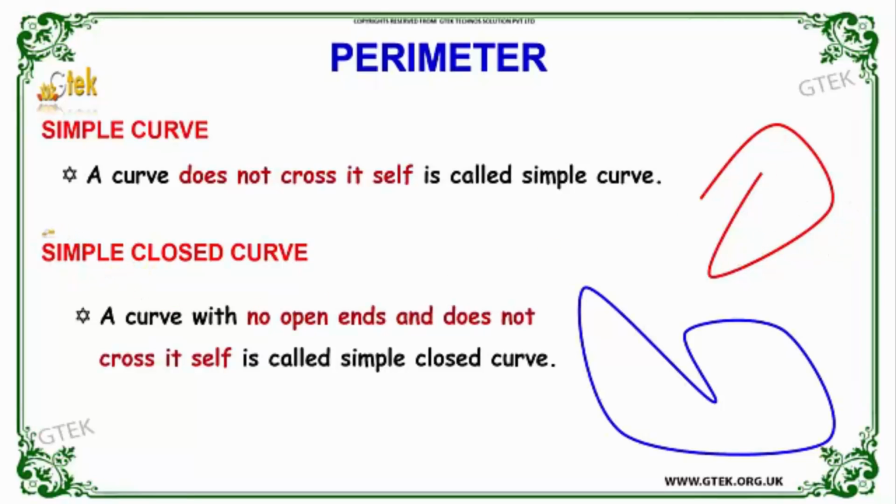If you see about the simple closed curve, a curve with no open ends that does not cross itself is called a simple closed curve. If we compare simple curve and simple closed curve, both curves do not cross themselves, but in a simple curve you can find an opening. But in a simple closed curve, since the term closed implies no open ends, you can see here what the simple closed curve is all about.